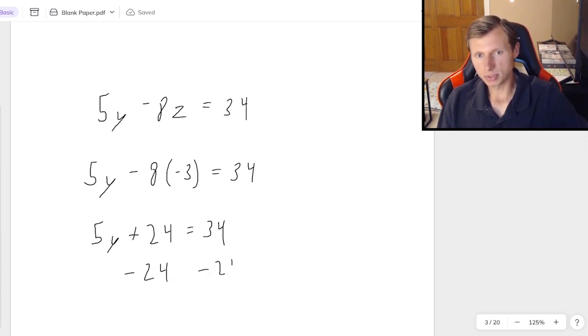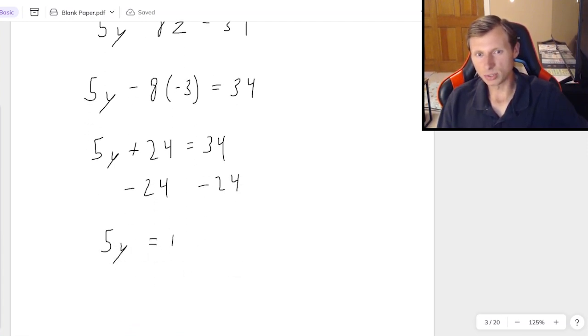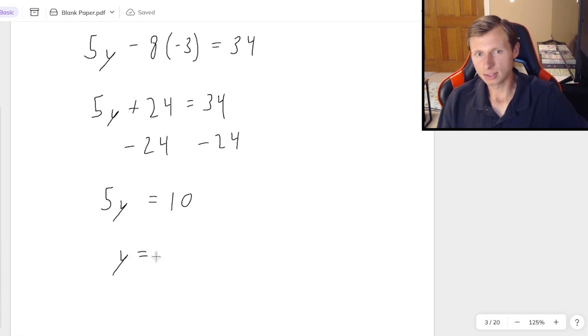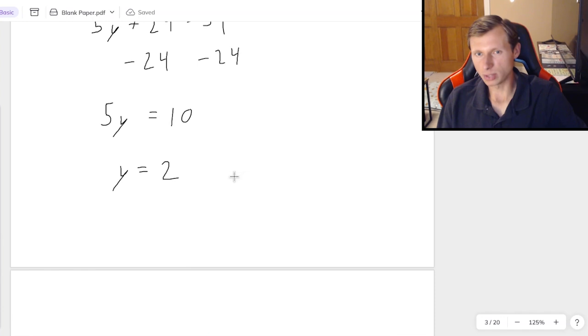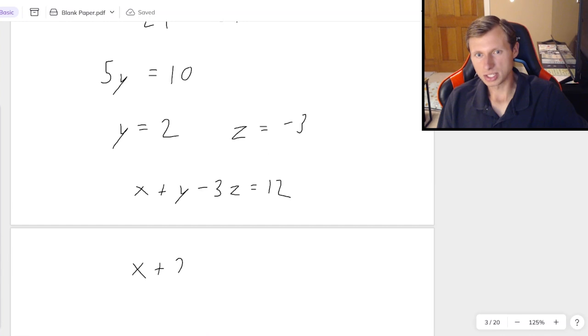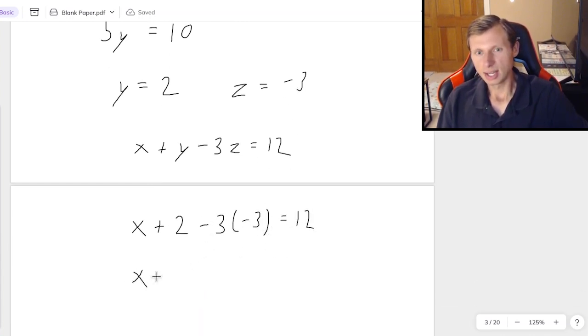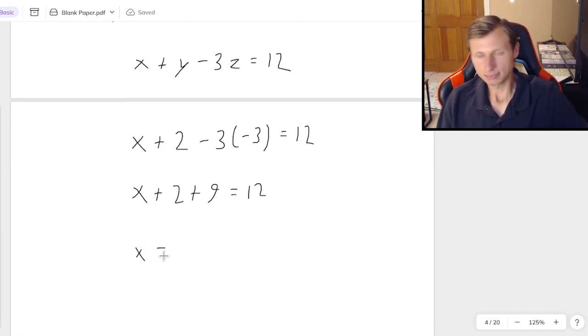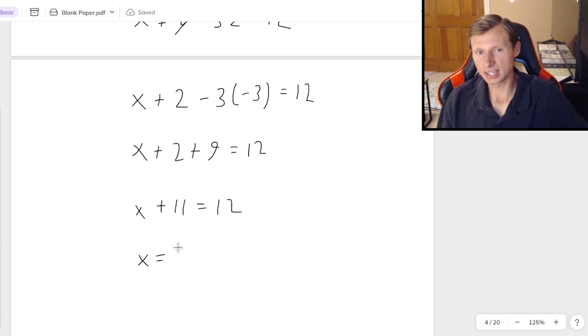Subtract 24 from both sides, so that 5y equals 10, and then divide by 5, looks like y equals 2. And then finally, to solve for x, I have y equals 2, z equals -3. I just have to plug it into one of the original 3 equations, which the first one will definitely be the easiest. So it's going to be x plus 2 minus 3 times -3 equals 12. x plus 2 plus 9 equals 12. 2 plus 9 is 11, and just subtracting 11, I'll get x equals 1.